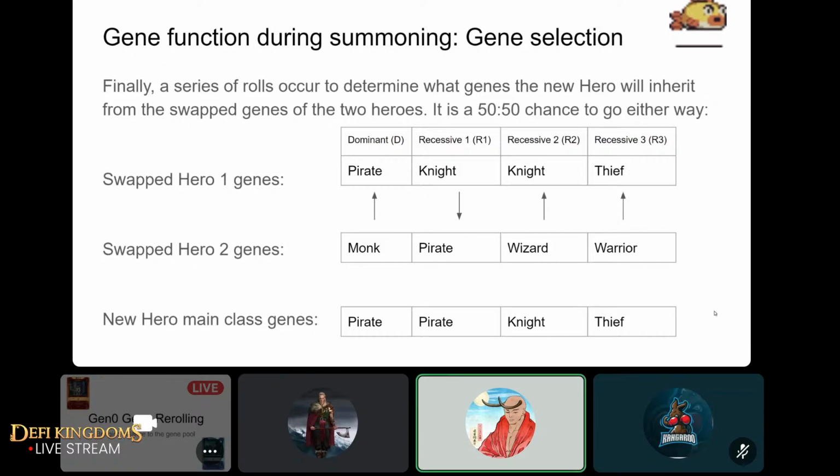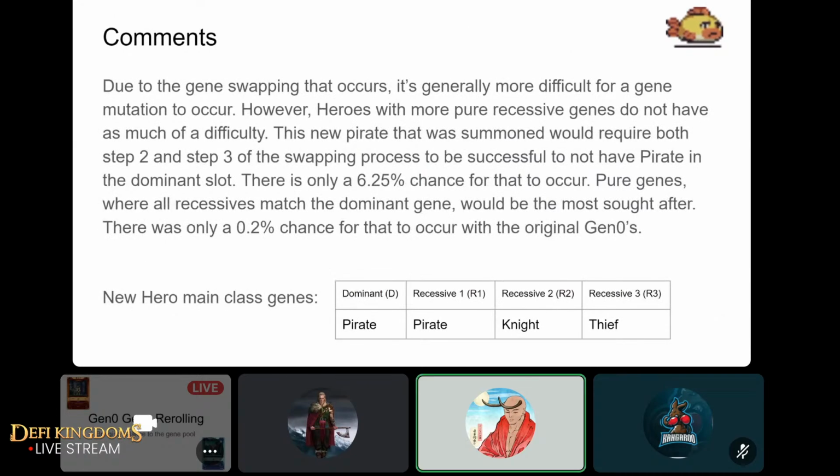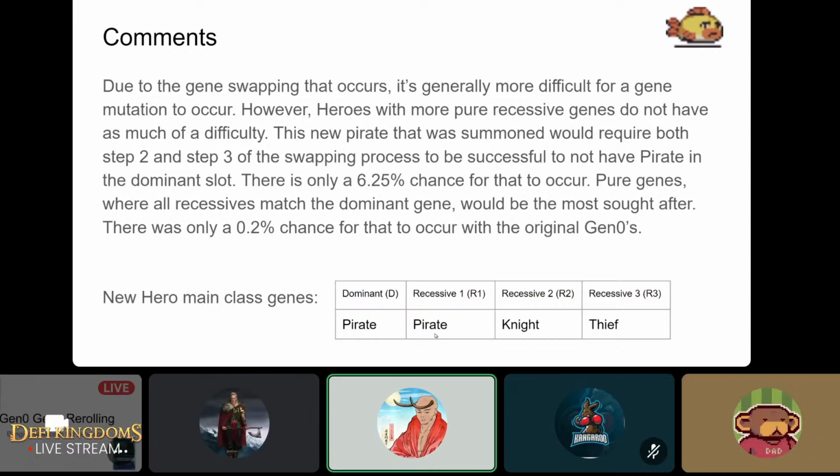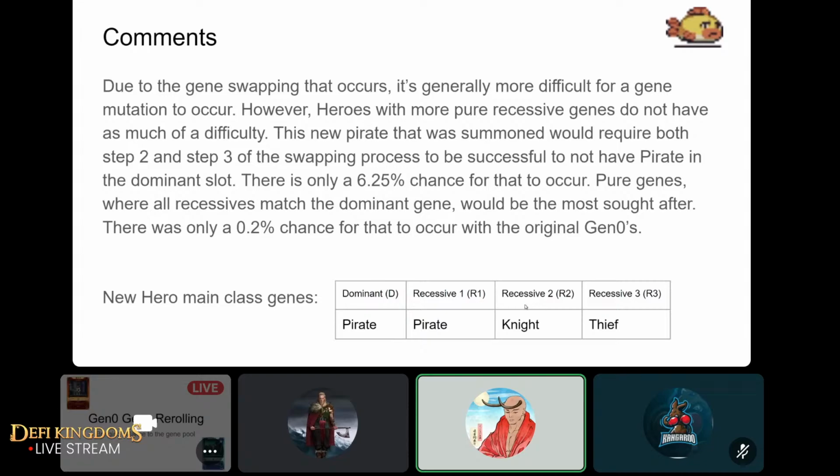So with this example, it is Pirate, Knight, Thief in terms of just his main class. He ended up with a recessive R1 as Pirate, and so he's kind of more pure than others. I'm sure many of you have experienced trying to summon, trying for a Dragoon, for example. You got your Paladin and your Dark Knight, and then you end up summoning a Wizard. That just happens because of the gene swapping.